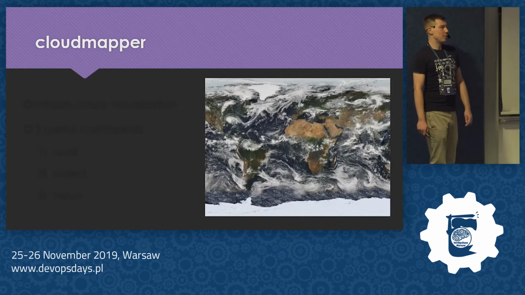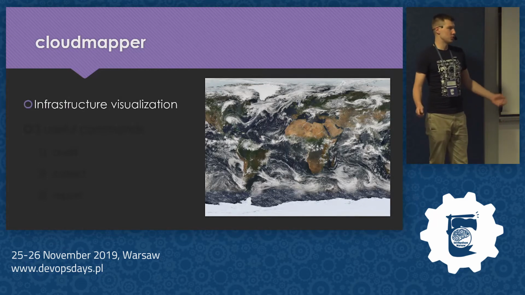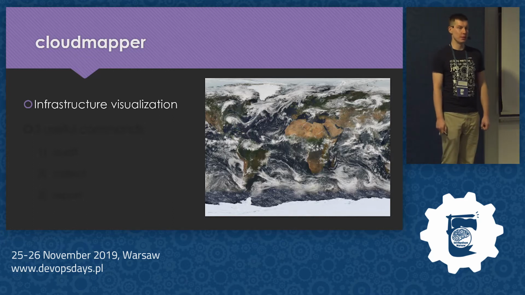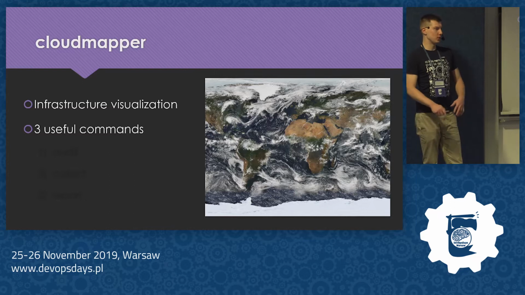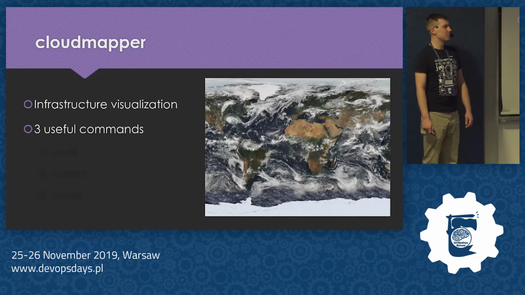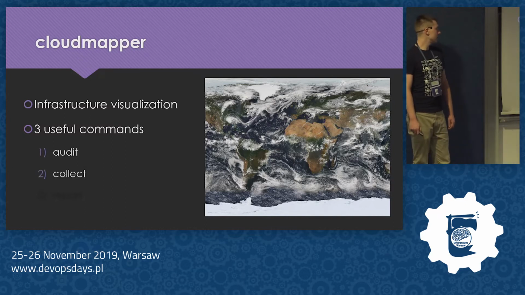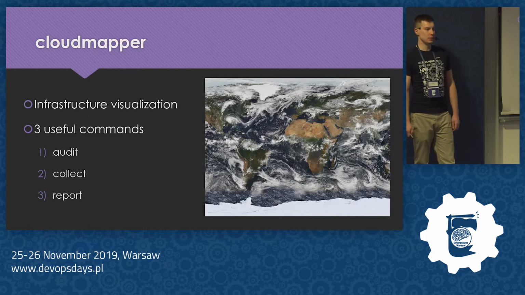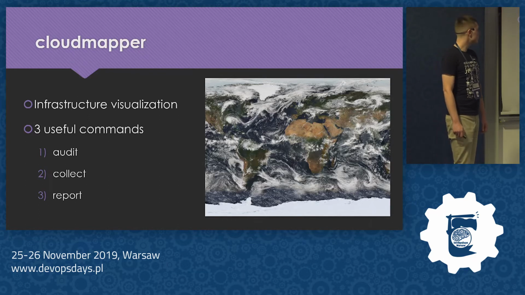Okay, so CloudMapper. What this tool allows you to do is basically infrastructure visualization for your AWS account. But apart from it, it also comes with a command line interface, and the most interesting commands are Audit, Collect, and Report. And in the next few slides, I will go over them in more detail.